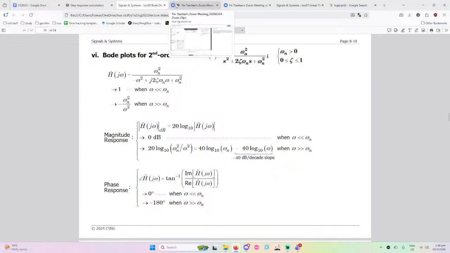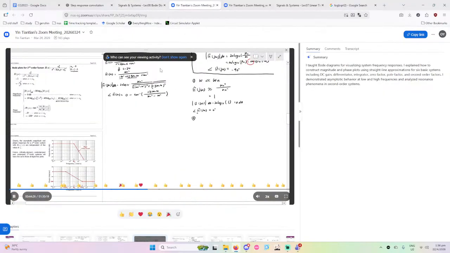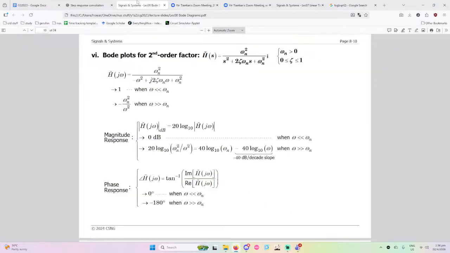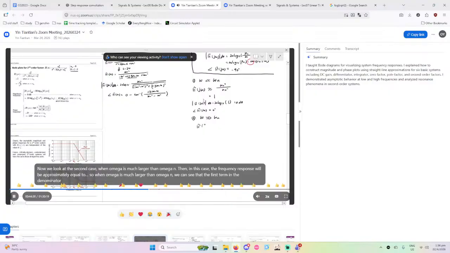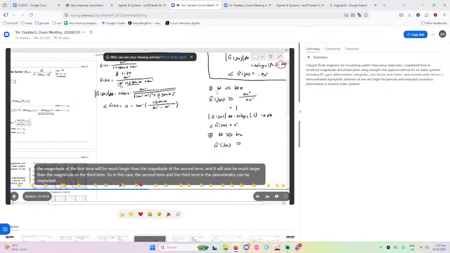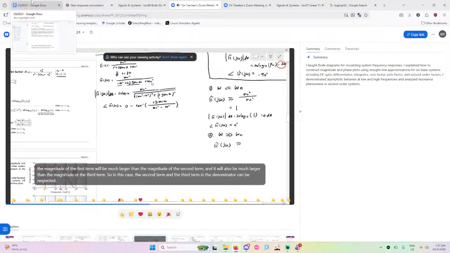And when the frequency is less than 0.1 omega n, the phase is equal to 0 degrees. Now we look at the second case, when omega is much larger than omega n. Then in this case, the frequency response will be approximately equal to... when omega is much larger than omega n, we can see that the magnitude of the first term in the denominator will be much larger than the magnitude of the second term, and it will also be much larger than the magnitude of the third term. So in this case, the second term and the third term in the denominator can be neglected.